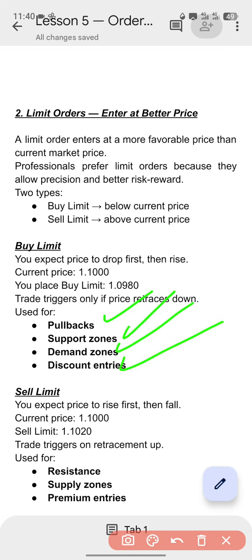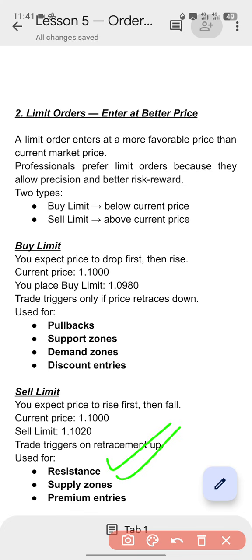And then we have the sell limit, which you use when you expect price to rise first then fall. With the current price at 1.1, you place a sell limit at 1.1020. The trade triggers on a retracement up, for resistance, supply zones, or premium entries.